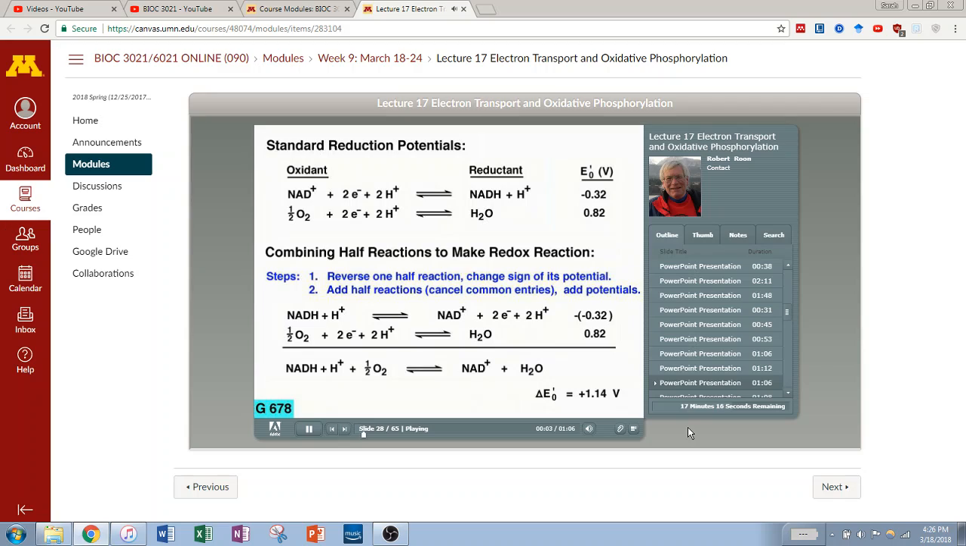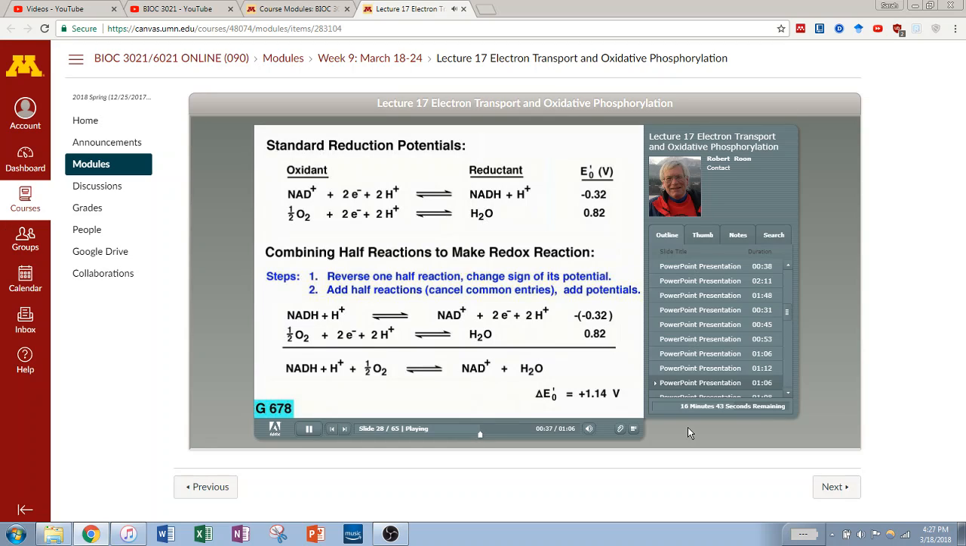Here's a relevant example of how to calculate the change in standard state reduction potential for an oxidation-reduction reaction. This particular example corresponds to the change in standard state reduction potential for the overall electron transport process, starting with NADH donating electrons and ending with molecular oxygen being converted to water. The upper 2 equations show the half reactions and give the standard reduction potentials for the reduction of NAD plus to NADH and the reduction of oxygen to water.